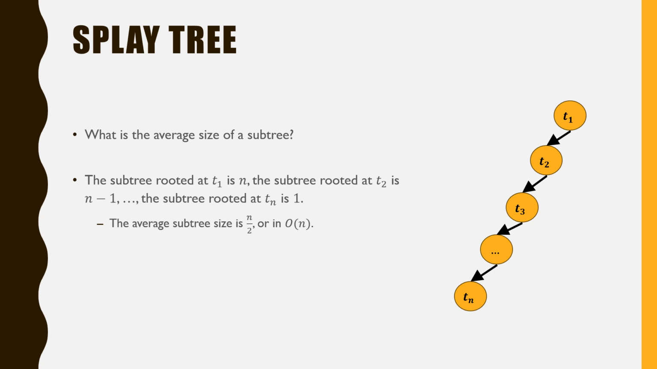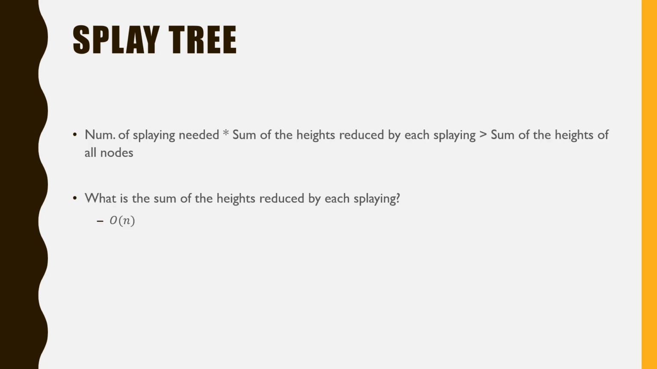For example, in the highly imbalanced tree shown on the right, the subtree rooted at T1 has a size of n, the subtree rooted at T2 has a size of n-1, and so on. By summing these sizes and dividing by the total number of subtrees, we obtain that the average size of these subtrees is approximately n/2. In this scenario, the average subtree size is in O(n).